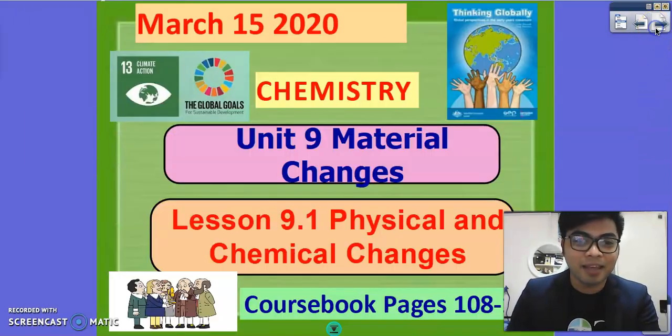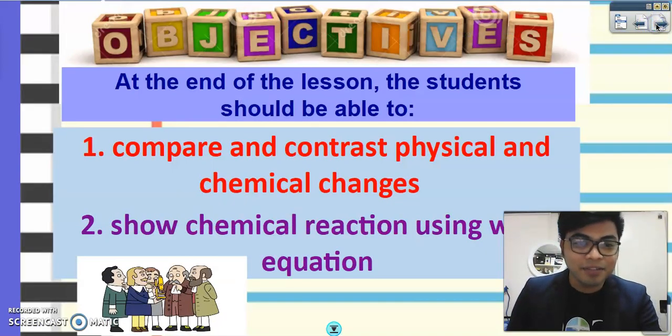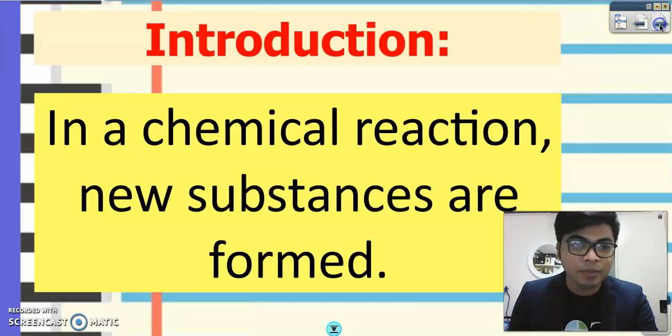So our topic for today is all about physical and chemical changes. I want you to open your course book on pages 108 to 109. Okay, let's get on. Our objectives for today are to be able to compare and contrast physical and chemical changes, and to write chemical reactions using word equations, okay? So let's take a look at this now.